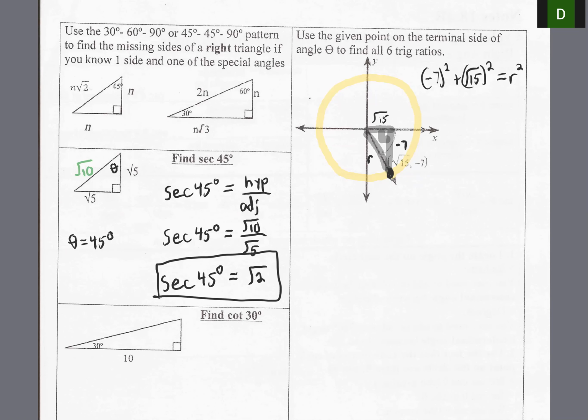So this becomes 49 plus 15 equals R squared. This gives me 64 equals R squared. And the square root of 64, the positive square root, would just be 8, because the radius has to be positive. So instead of an R here, I can change this R into an 8.